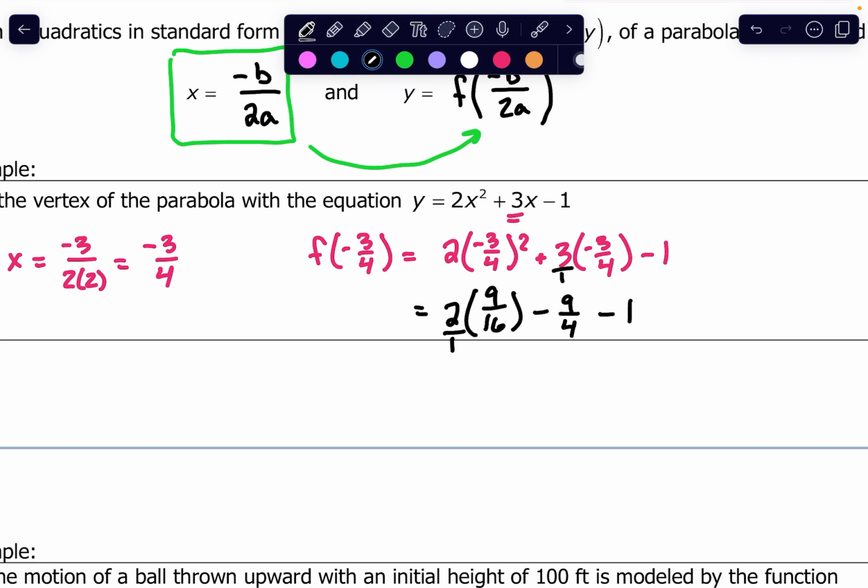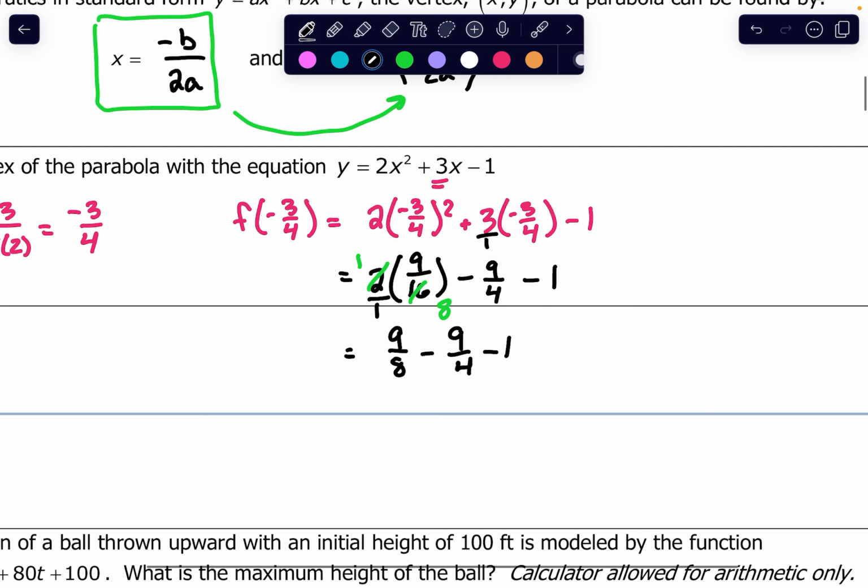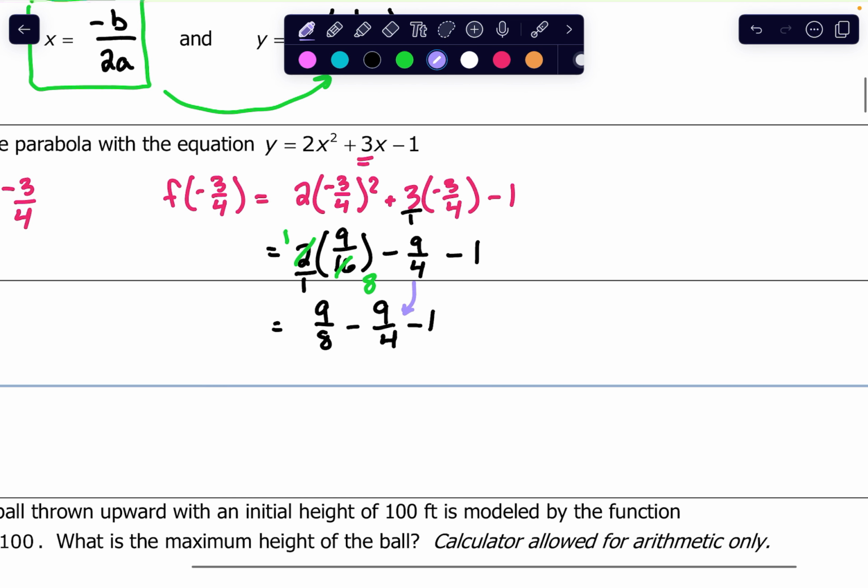If you notice here, 2 and 16 share a common factor. I'm going to simplify these fractions before multiplying them together. So I get 9/8 minus 9/4 minus 1. Let's get a common denominator here. If I was thinking ahead a little bit, I would have converted to a common denominator there. Let's do that now. Double the numerator, double the denominator. I get 18/8.